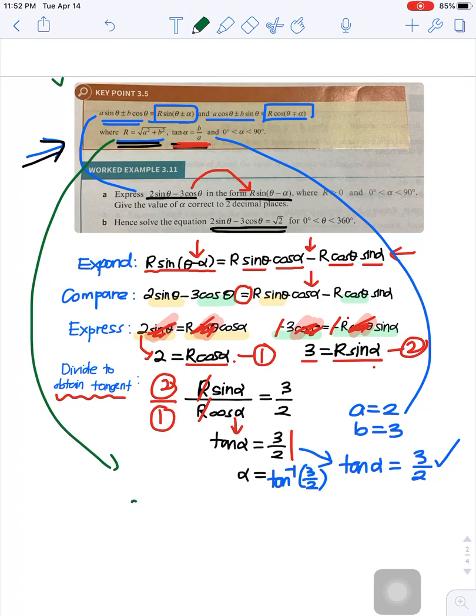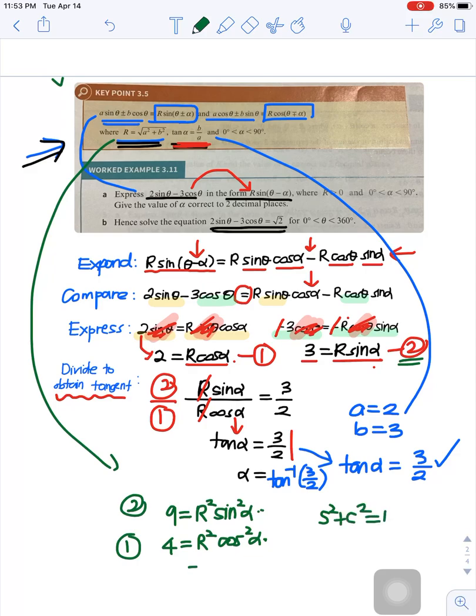So what I'm going to do, I'm going to take the second expression here, and I'm going to square it. So I get 9 is equal to r squared sine squared alpha. I'm going to take the first one and also square it. 4 is equal to r squared cos squared alpha. I have cos squared and sine squared here, and I know sine squared plus cos squared is exactly equal to 1. So let's add this expression. 9 plus 4 is 13. r squared sine squared alpha plus r squared cos squared alpha.